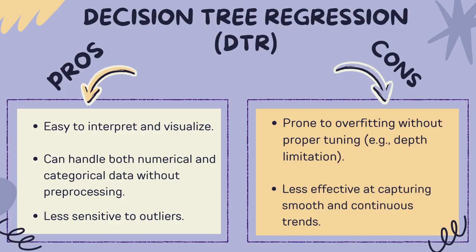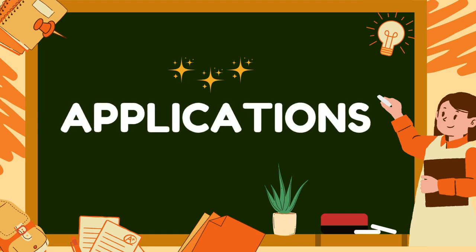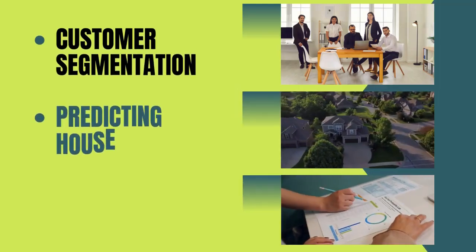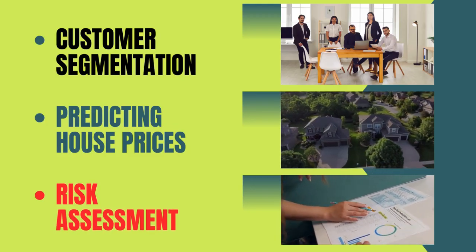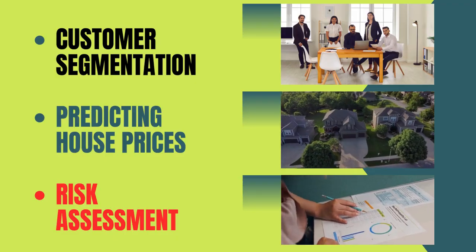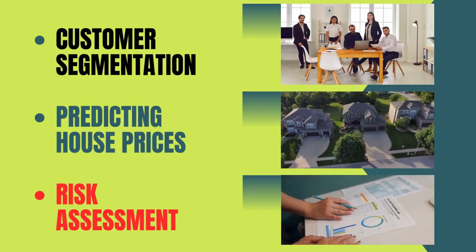Pros and cons. Pros: easy to interpret, handles both numerical and categorical data, robust to outliers. Cons: prone to overfitting without pruning, less effective for smooth, continuous data trends. Uses and real-life applications. Examples: customer segmentation, predicting simple, continuous trends. Quick wrap-up: use DTR when interpretability and handling diverse data structures matter most.